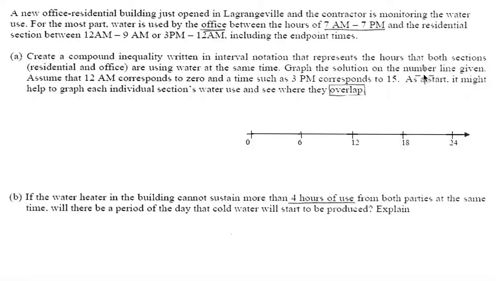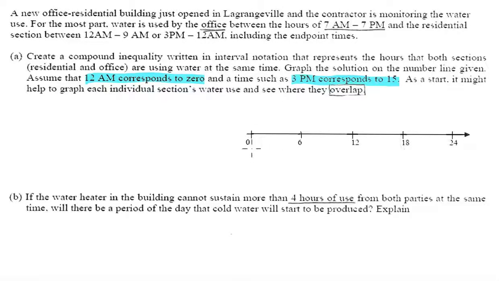Interesting. So, graph the solution on the number line given. Oh boy. Assume that 12 a.m. corresponds to 0. This is important information here. 12 a.m. corresponds to 0, and a time such as 3 p.m. corresponds to 15. And here's a piece of advice that I think is good advice. As a start, it might help to graph each individual section of water use and see where they overlap.